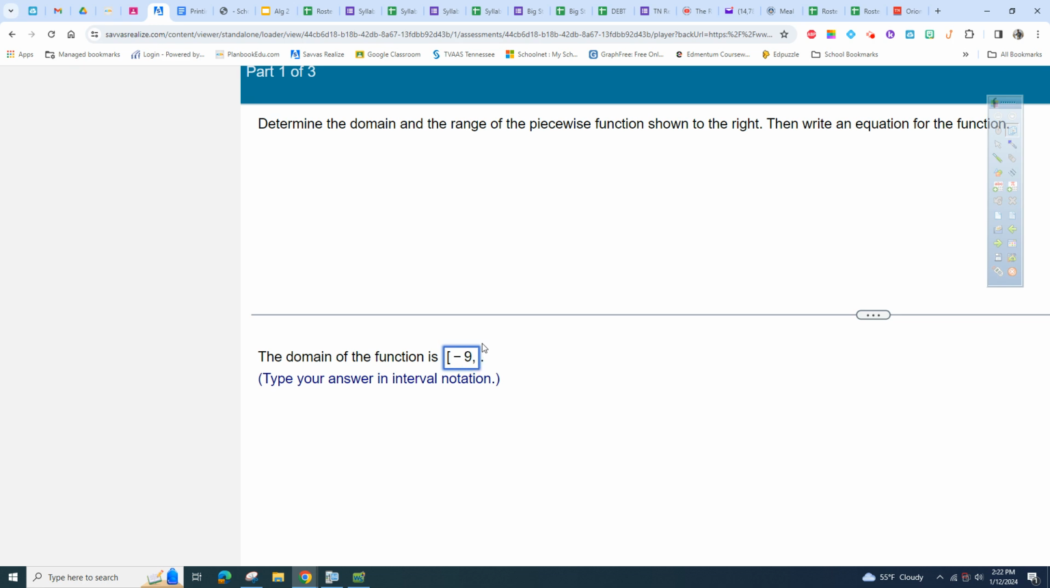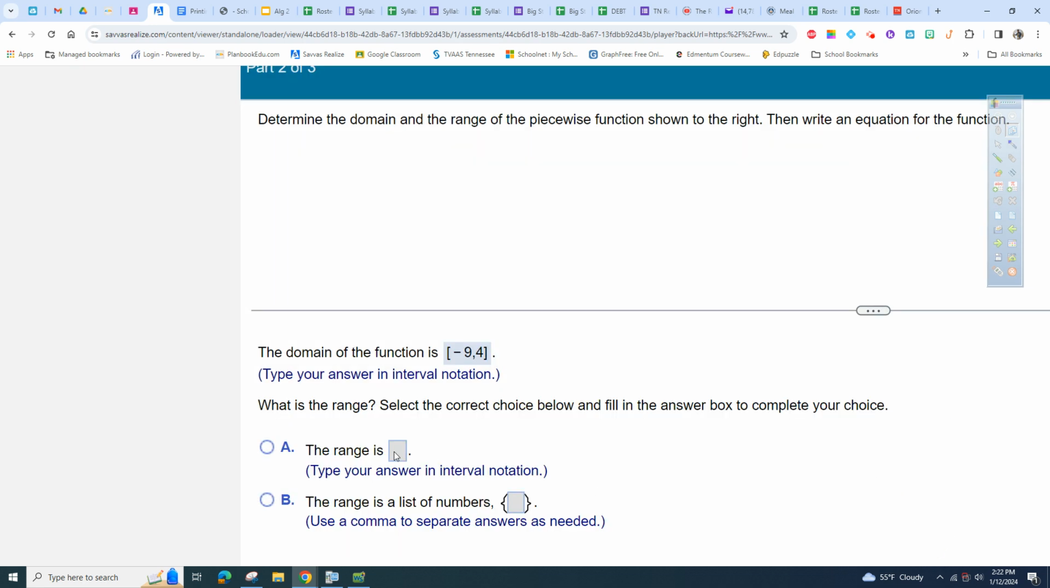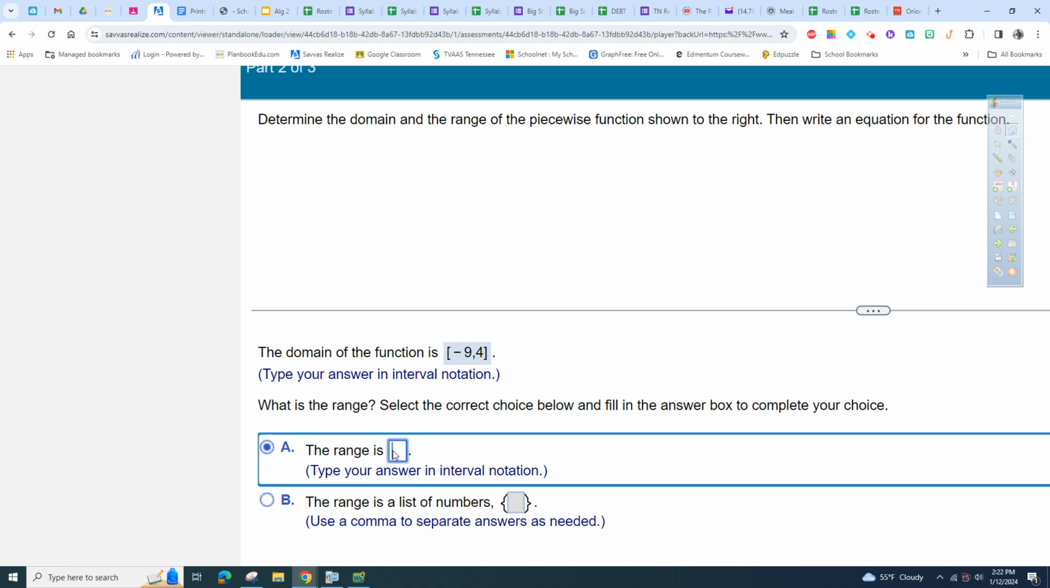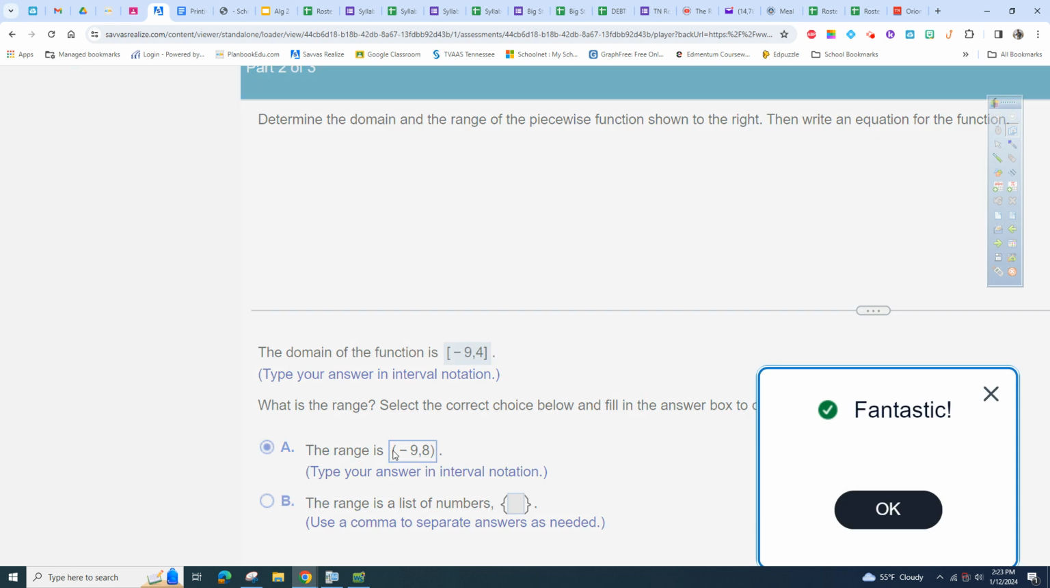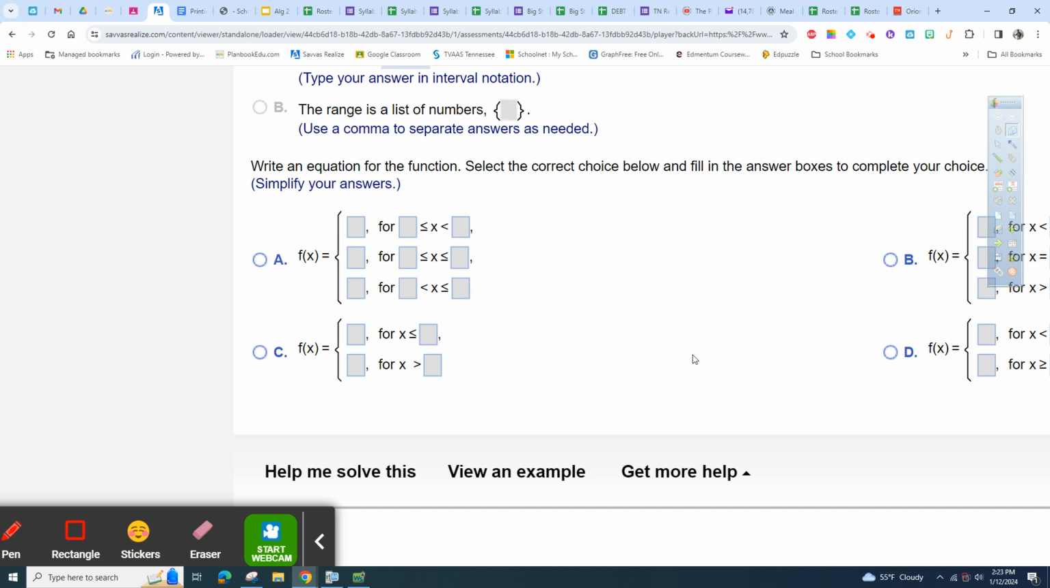Okay, so -9, 4, closed, enter. Fantastic. Okay, now it says the range. You notice it has a set notation, but that's not going to be needed in this case. So parentheses, -9, 8, closed, enter. Fantastic. Okay. And now here we go.